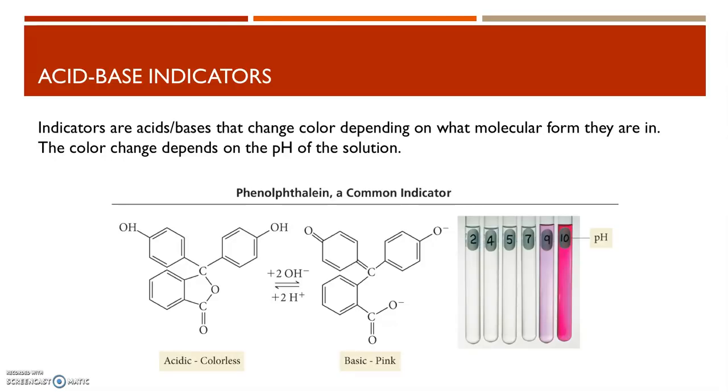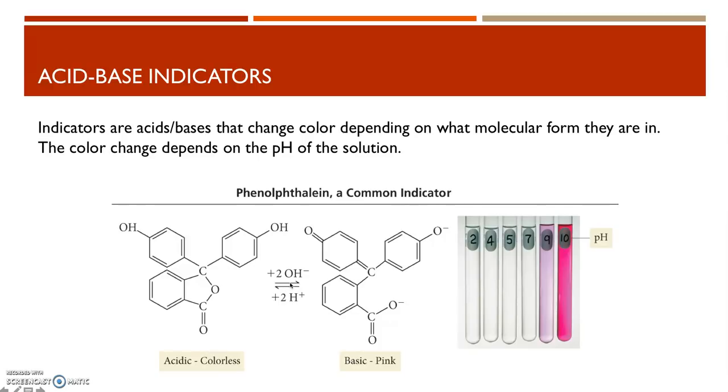Indicators for acid-base reactions are themselves acids or bases. They change color depending on the molecular form they are in. So the color change depends on the pH of the solution. Phenolphthalein is a really common indicator, and we'll be using it in lab this week. When it's in an acidic environment, you have a lot of excess hydrogen ions present in solution, and so the phenolphthalein molecule has its hydrogen ions attached to it, okay? And the structure of this molecule is such that it's colorless. It actually absorbs light in the UV region.